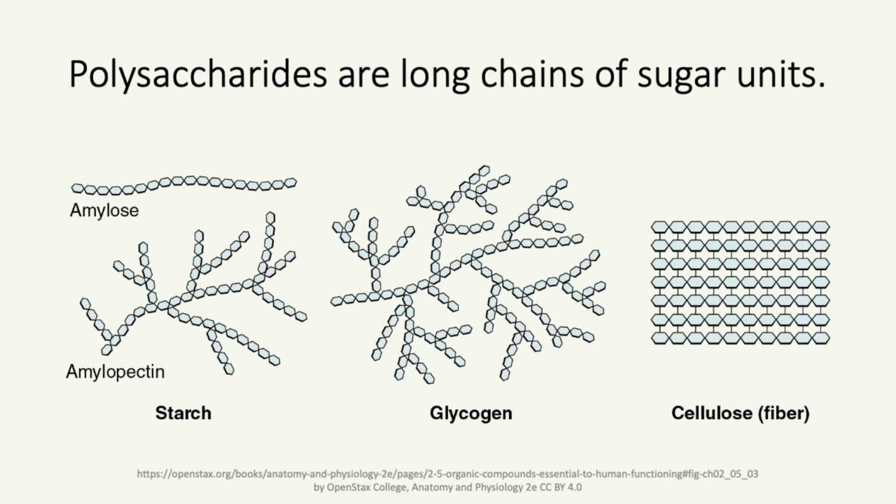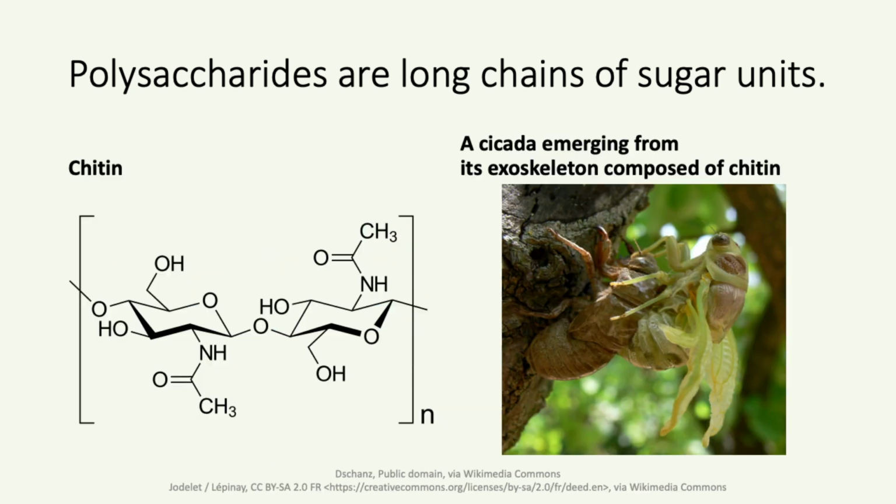Polysaccharides are long chains of sugar units. Starch and glycogen are storage polysaccharides, while cellulose is structural and found in plant cell walls. Chitin is a component of insect exoskeletons and fungal cell walls.